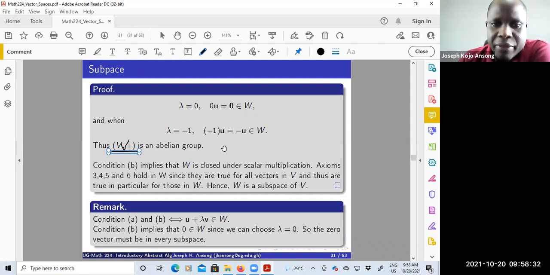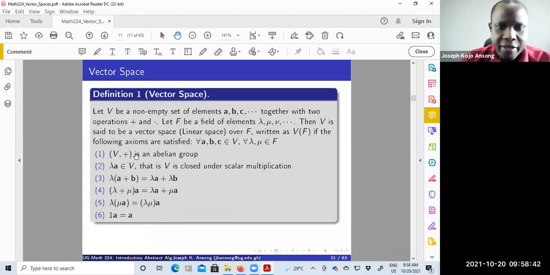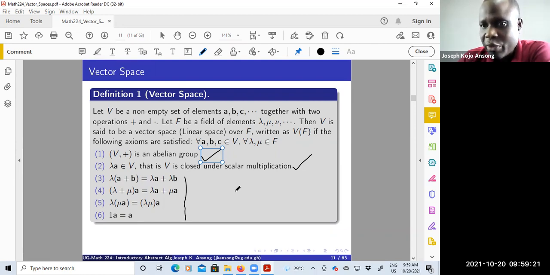Okay, good. But abelian group is just one of the axioms, right? It is the most important one, but it is one of the axioms. If you go back to the axioms here, we have shown that W is an abelian group. This is true from condition B. These other ones will be given to us for free because these conditions hold in V. And all the elements of W are also elements of V. And since the elements of V satisfy these, the elements of W also satisfy these ones. Okay, so we can conclude that these are satisfied. Therefore, W is a vector space and therefore a subspace of V.